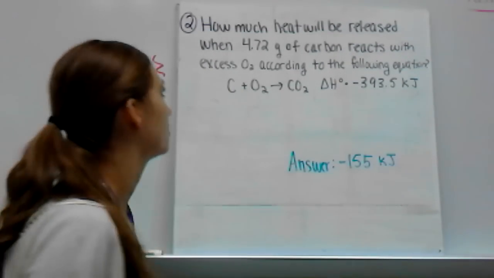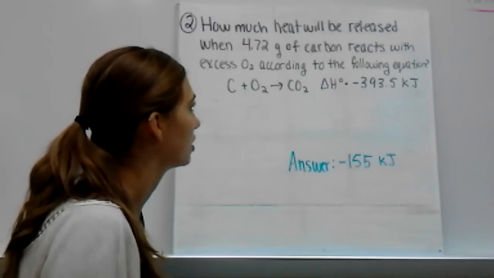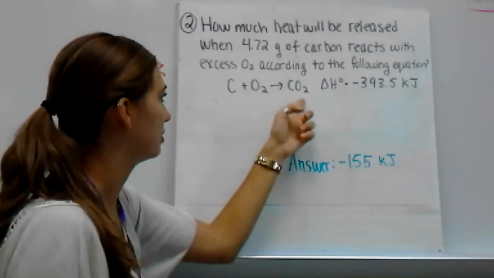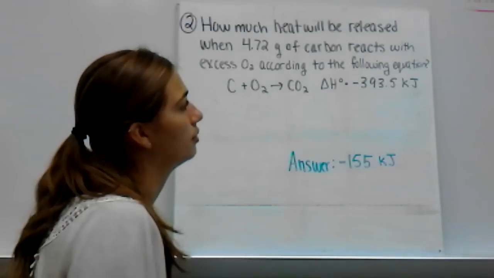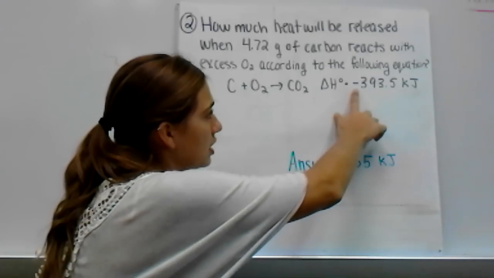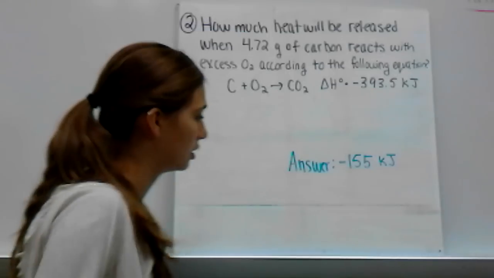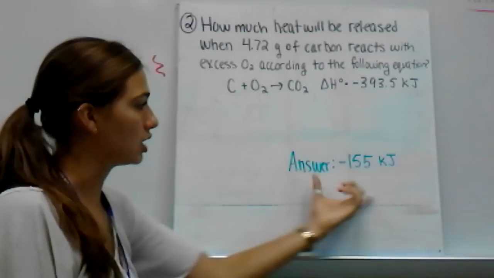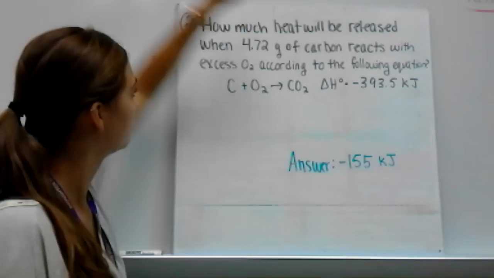How much heat will be released when 4.72 grams of carbon reacts with excess O2 according to the following equation? So we have carbon plus oxygen goes to carbon dioxide. And we are told that our molar enthalpy is going to be negative 393.5 kilojoules. What I want you to do is try this one on your own. See if you can get it. Here's the answer right here. We can go over it in class next time.